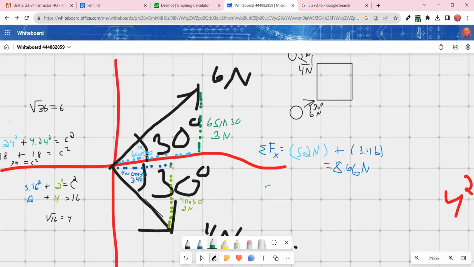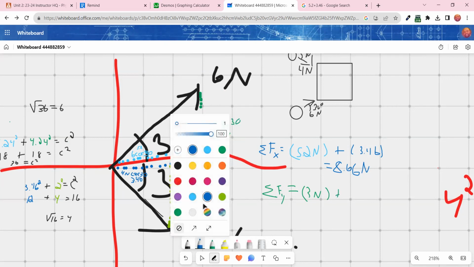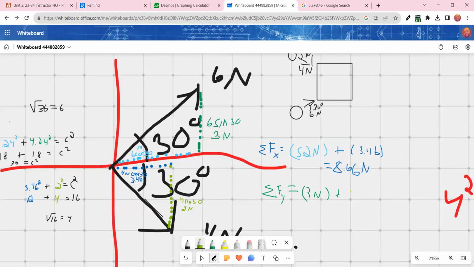We do it for the Y. That's going to be the big ones first. 3 newtons on my Y, plus the lighter one, 2 newtons on my Y. That's simply equal to 5 newtons. Okay.